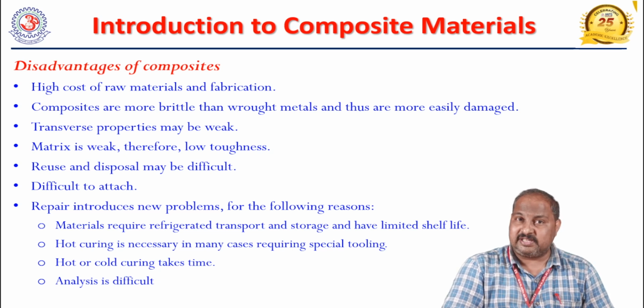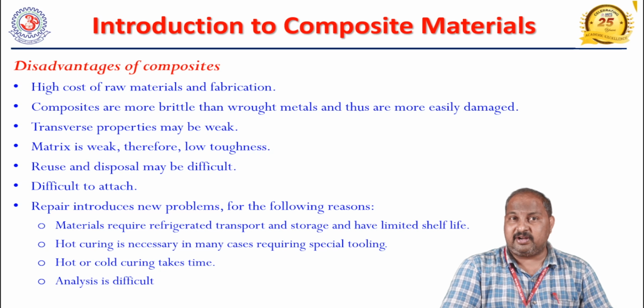Reuse and disposal may become difficult, because, for example, in polymer composites, polymers are very difficult to separate and dispose of. Those are some of the challenges with respect to the disposal of composites, and it is also very difficult to attach them. In alloys we go for welding, but in the same way, with composites, it is very difficult to attach.